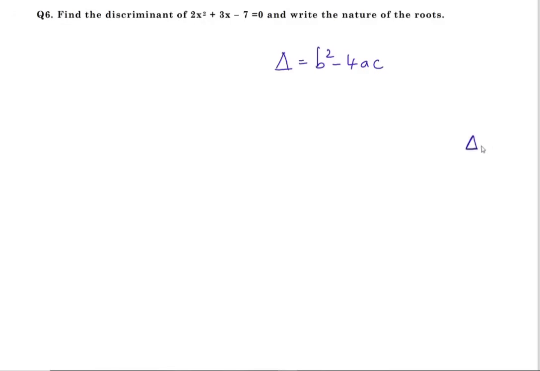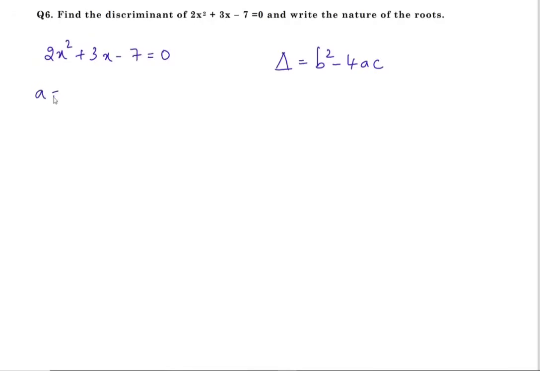If discriminant delta is 0, the roots are real and equal. If discriminant delta is greater than 0, the roots are real and distinct. If discriminant delta is less than 0, that means the roots are not real, that means imaginary. We need to find out the nature of roots after finding the discriminant. What is the given quadratic equation? 2x square plus 3x minus 7 equals 0.